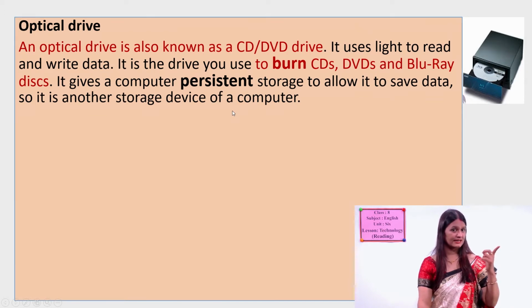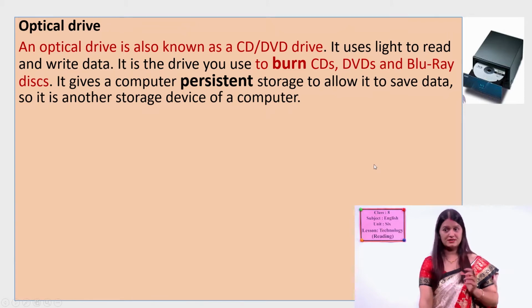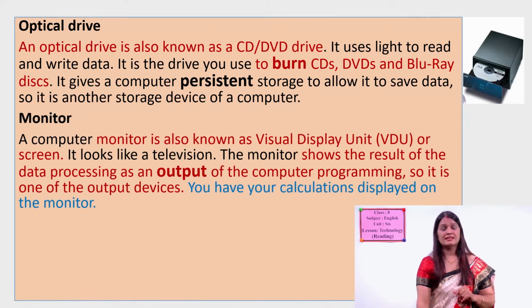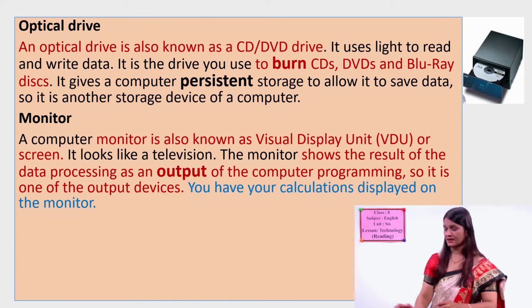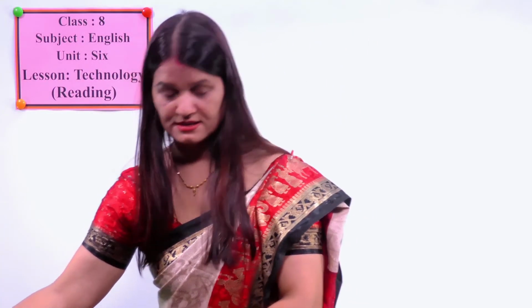We have read that hard drive is a storage device, and this one, optical drive, or we can say CD drive or DVD drive, is also a storage device of a computer. Okay, you are understanding the thing here? I told you to underline the unfamiliar words if you find. And also you can underline some important lines, right? So the next one is monitor. Okay, I have shown you monitor, right? So it looks like this.